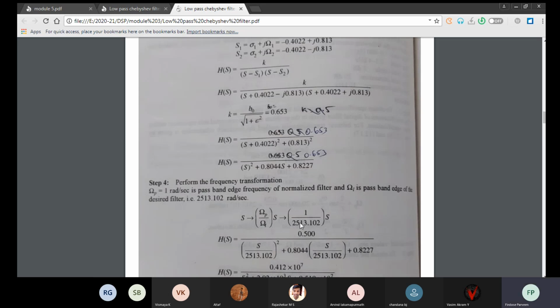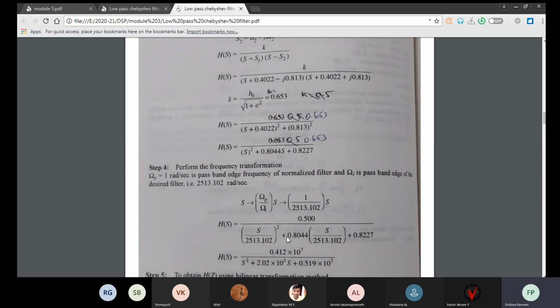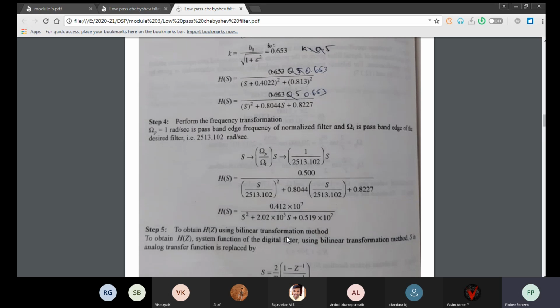So 1 divided by 2513 into S. So replace wherever S is there with this value. So after replacing that, calculate, you will be getting this value 0.412 into 10 raised to 7 divided by S square plus 2.02 into 10 raised to 3 S plus 0.519 into 10 raised to 7.